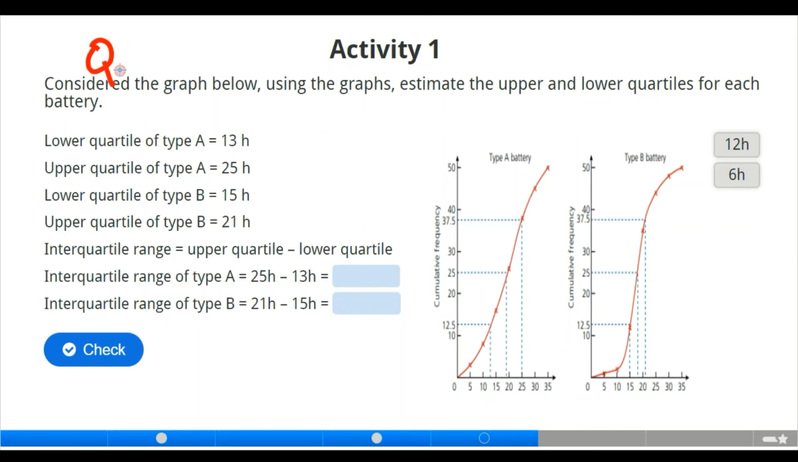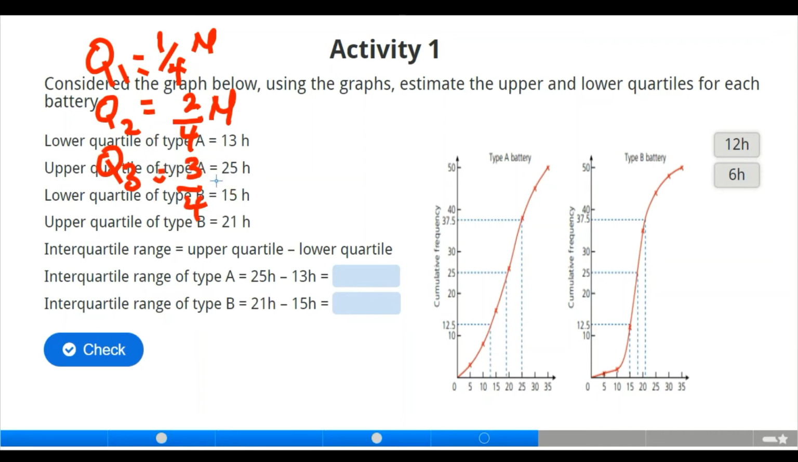We call the lower quartile Q1, and the formula for that is 1/4 of n, where n is the total number of the given data set. Then we have Q2, the middle quartile, which is 2/4 multiplied by n. And the upper quartile is Q3, which is 3/4 multiplied by n.